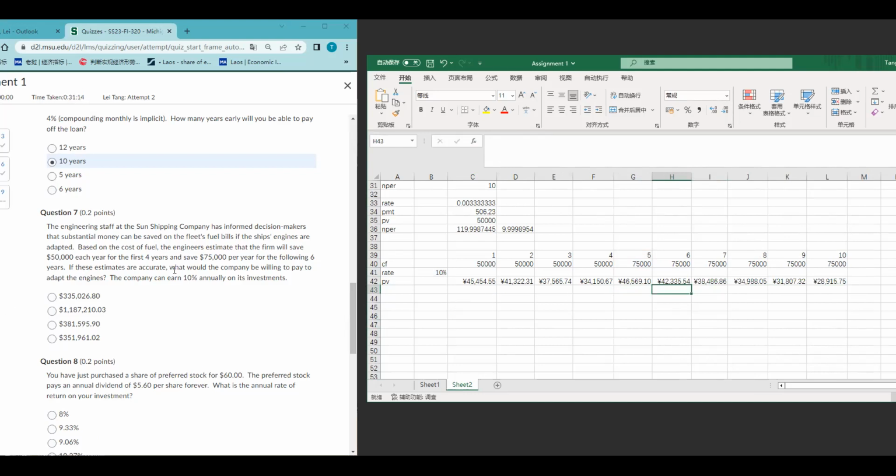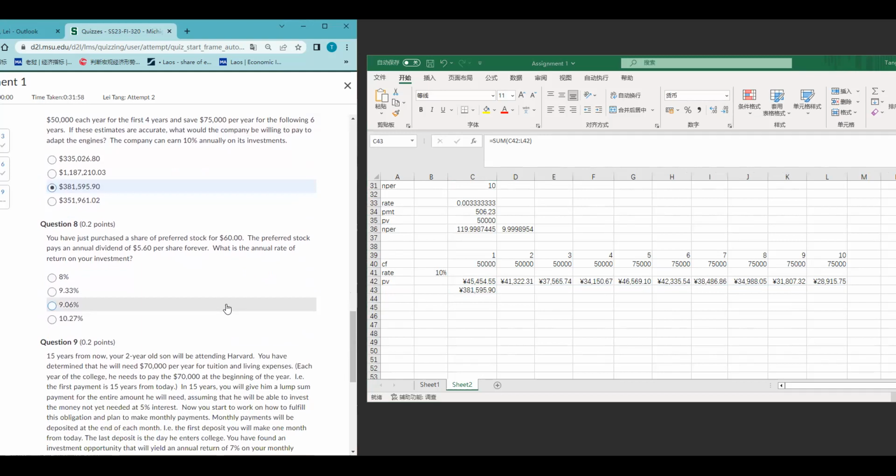So the question is, what would the company be willing to pay to adapt the energy? So we use the sum function, sum from here to here, right? So here's the answer. The company will be willing to pay this much money. So we choose C as our answer.